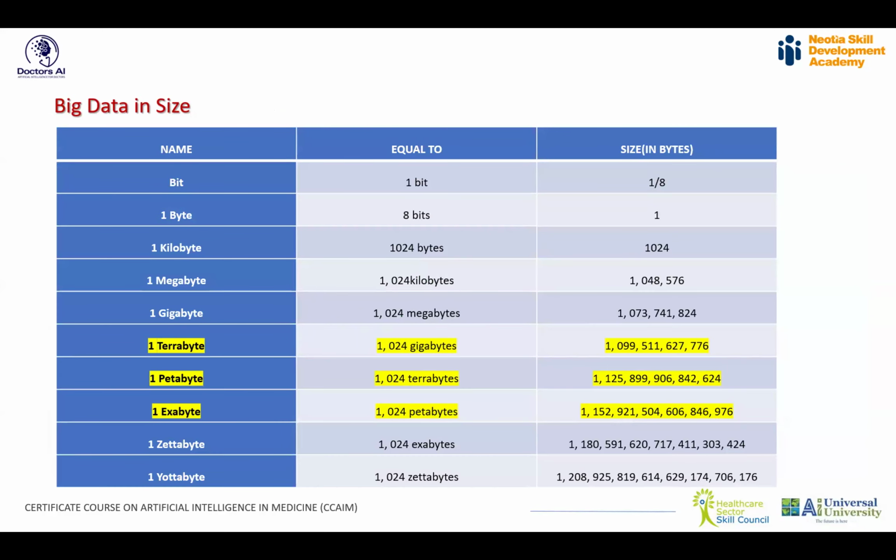So let's try to analyze the big data in terms of the size. I think all of us know that whenever we capture data, let's suppose I'm typing somebody's name, Dr. Gupta. So how many characters are there? So maybe 10 characters. So 1 character is equivalent to 1 byte. And 1 byte is equal to 8 bits.